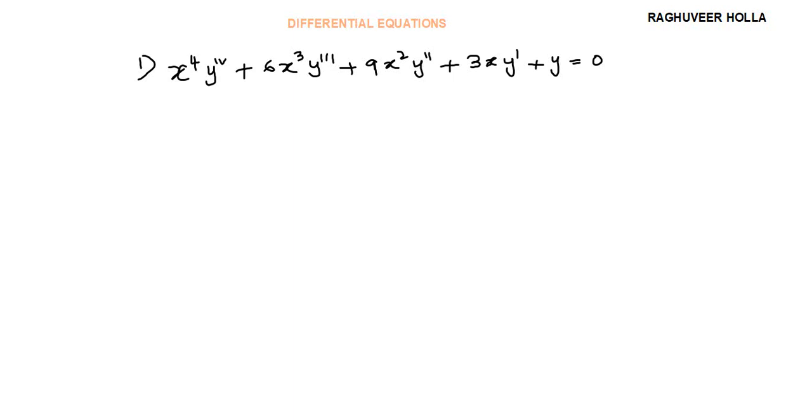Hello, let us try to solve this problem here. Now I have a fourth order differential equation, and it is of the Cauchy's form. Let us convert that into a regular normal differential equation and then try to solve this.